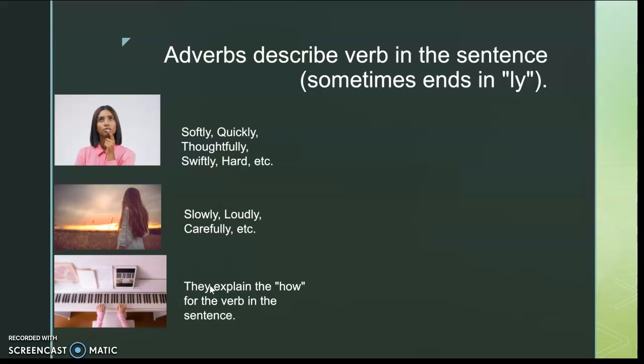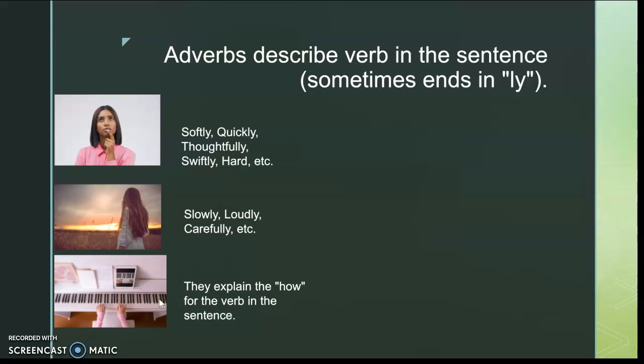Okay, adverbs are usually the how for the verb in the sentence. For example, this person is playing the piano. How are they playing the piano? They're playing the piano carefully, maybe cautiously, maybe quickly, maybe just thoughtfully.